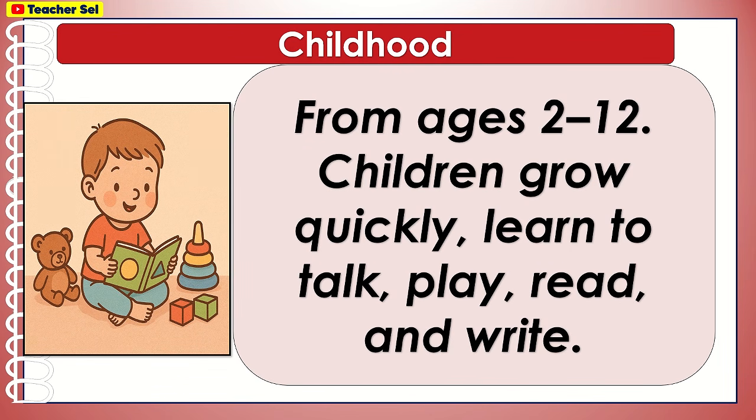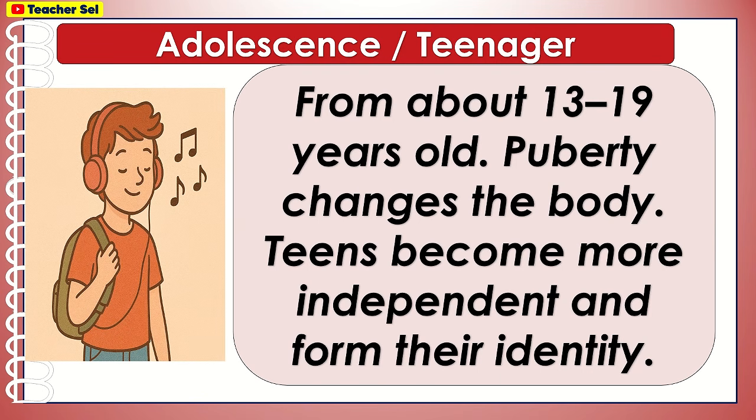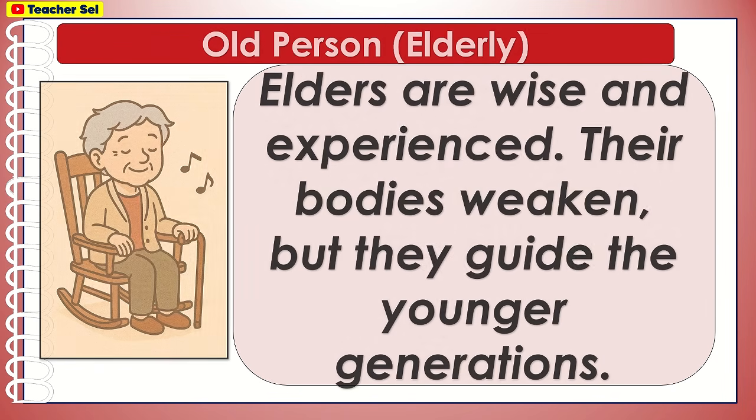Childhood, from ages 2 to 12. Children grow quickly. Learn to talk, play, read, and write. Adolescence or teenager. From about 13 to 19 years old. Puberty changes the body. Teens become more independent and form their identity. Old person or elderly. Elders are wise and experienced. Their bodies weaken, but they guide the younger generations.